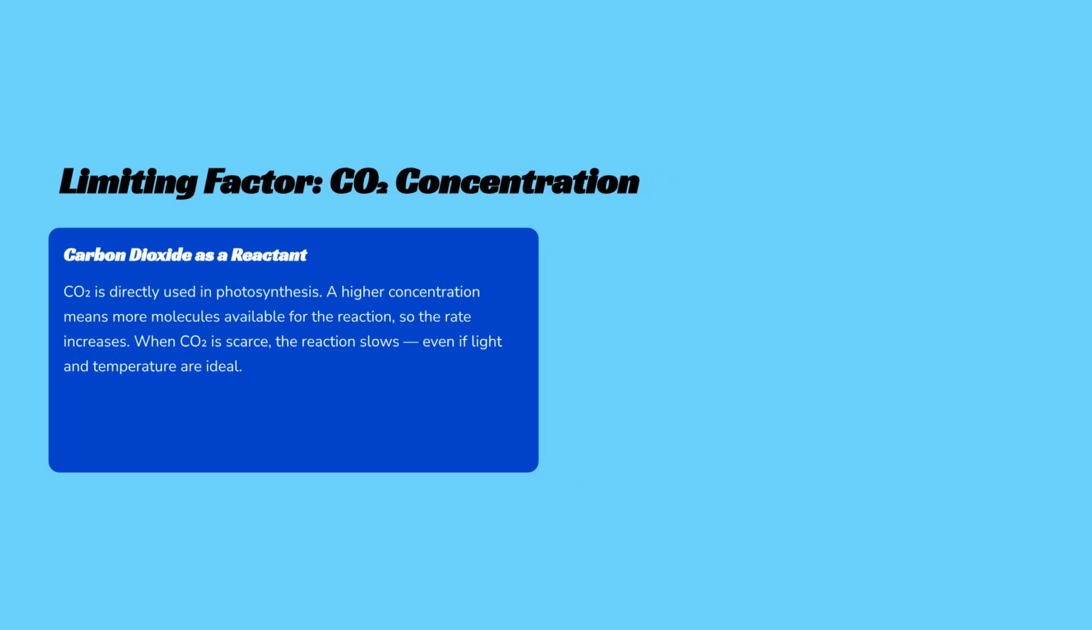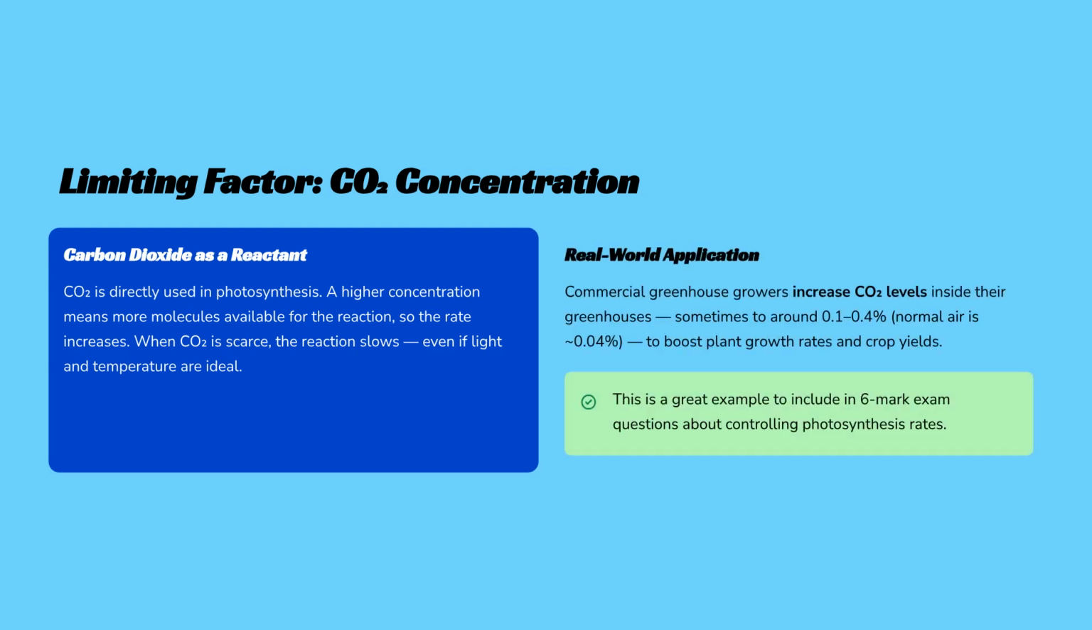CO2 is a reactant, so higher concentration means a higher rate. When carbon dioxide is scarce, the reaction slows, even if light and temperature are ideal. Greenhouse growers often increase carbon dioxide levels to boost crop yields.